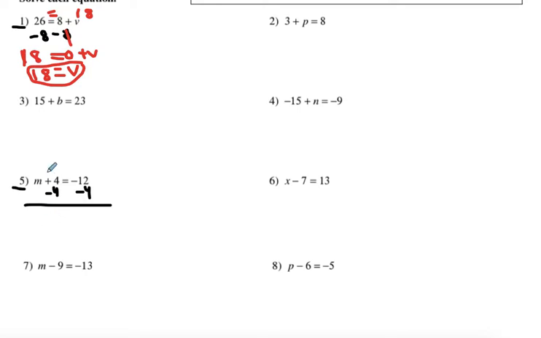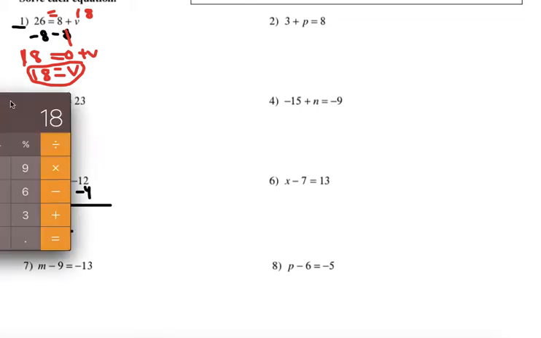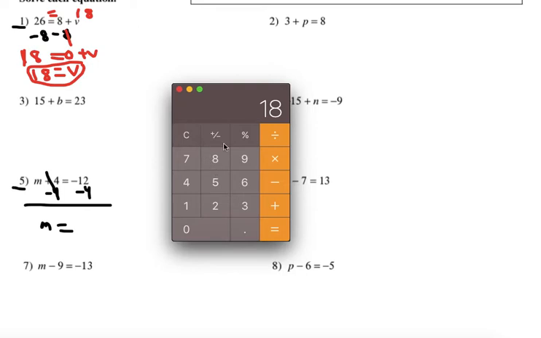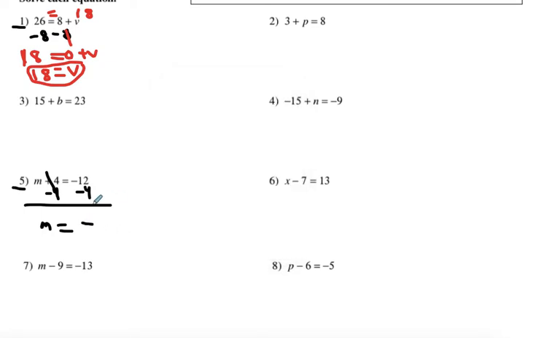Doing that, these ones again will cancel out to 0. So you're left with only an m on the left. And on the right, you got a negative 12 minus 4. A lot of students will get, or can get, tripped up with these signs. Try to plug it in as you see it. Here is a negative 12, and I am subtracting 4. Hit go, negative 16. Oh, I lost my calculator.